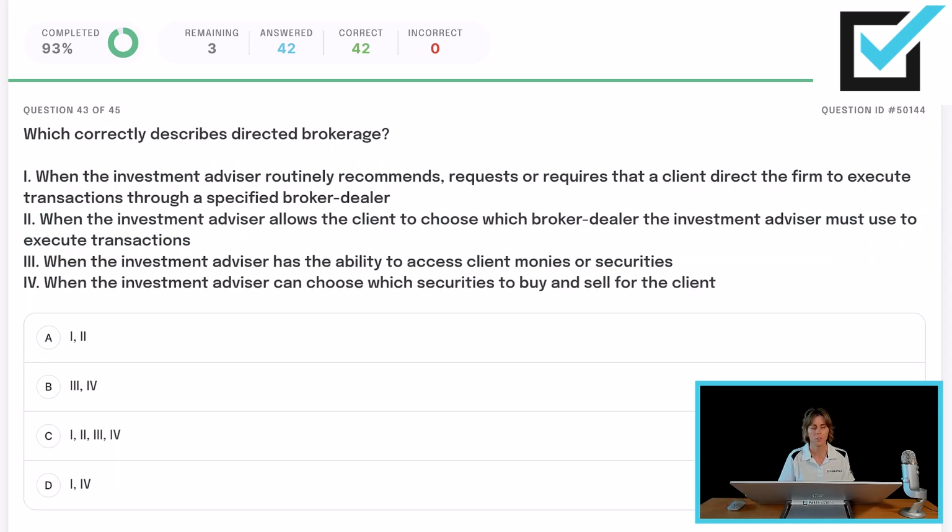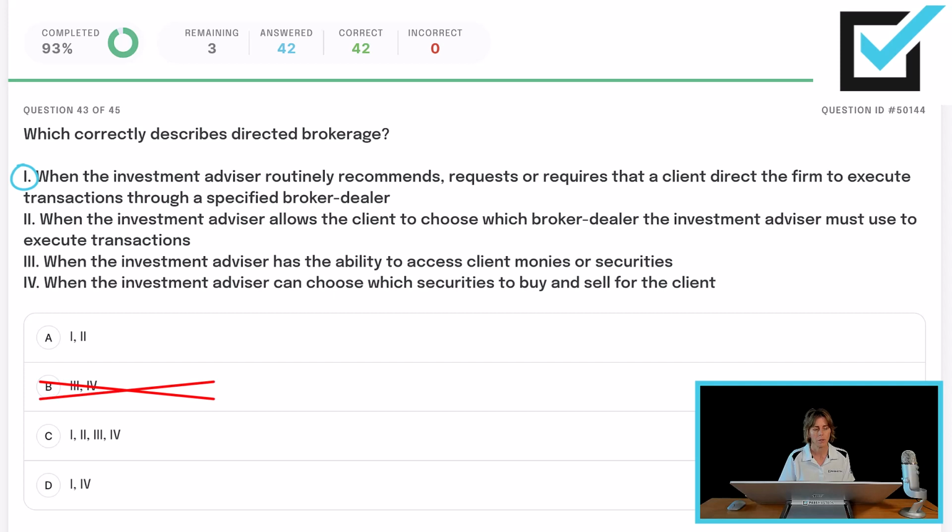Which correctly describes directed brokerage? 1. When the investment advisor routinely recommends, requests, or requires that a client direct the firm to execute transactions through a specified broker-dealer. Yes. 1 is part of the correct answer. I can get rid of B.